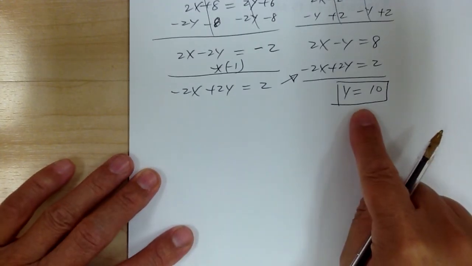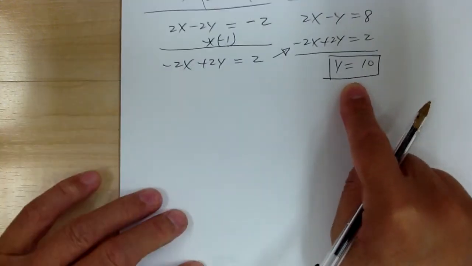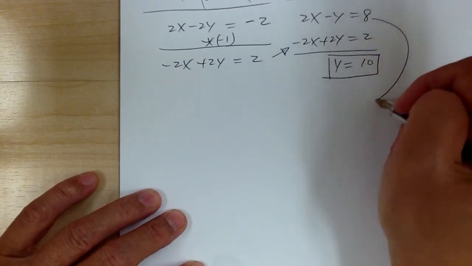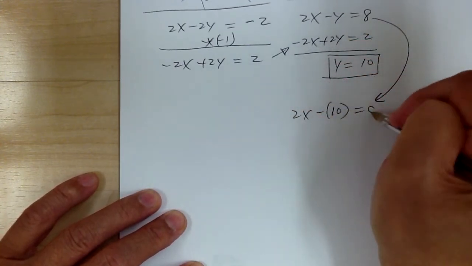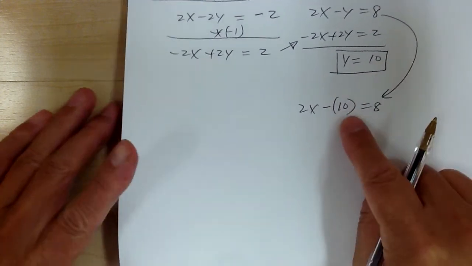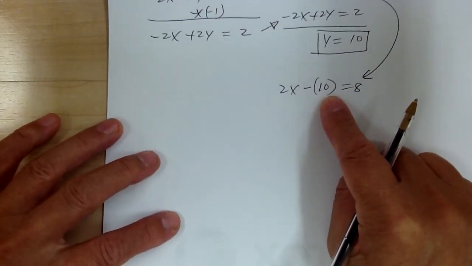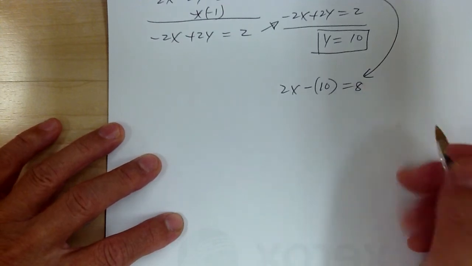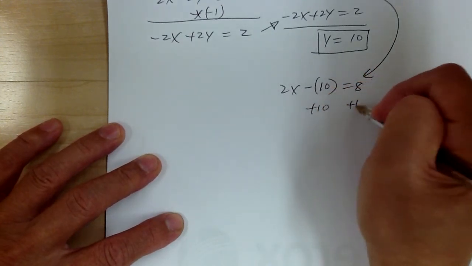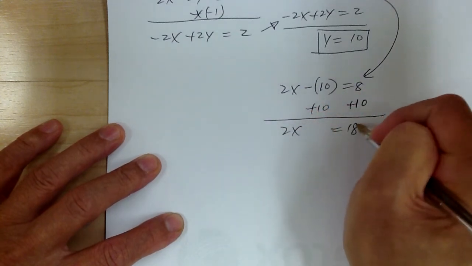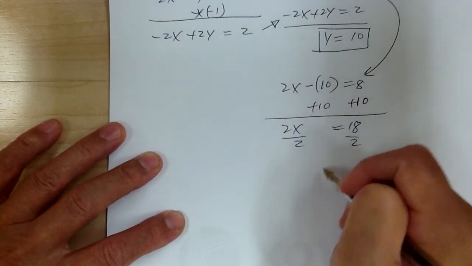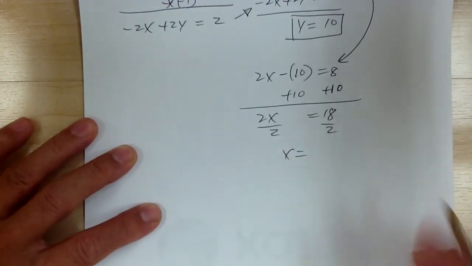So once I found y equal to 10, I can use any one of the equations. I can use this one. So I got 2x minus (10) equal to 8. Again, whenever you substitute, put in the parentheses, so that way you know what is being substituted and what's the original number. So I'm going to plus 10, plus 10. So I got 2x equal to 18, divide by 2, divide by 2. So x will equal 9.